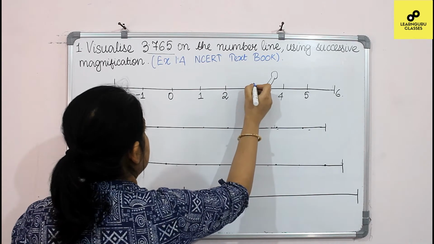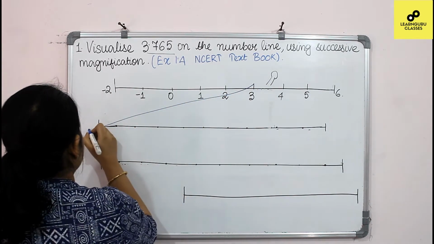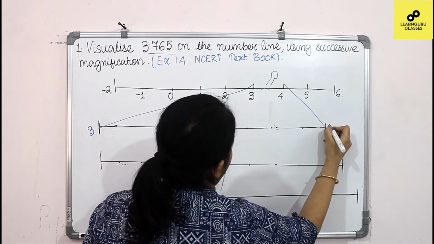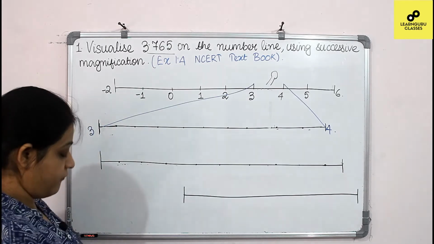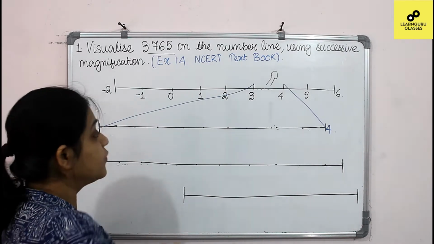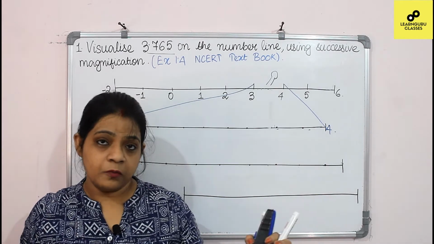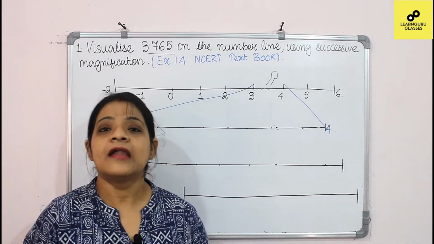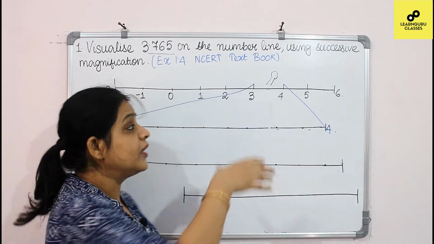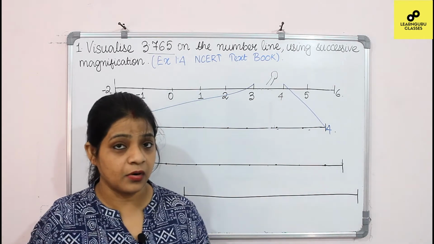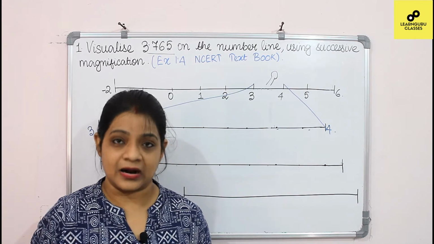We just write here 3 and this is 4. So we are writing here 4. Thus we are getting an enlarged area between the 2 points 3 and 4. Now let us assume that we are dividing the entire space between 3 and 4 into 10 equal parts.